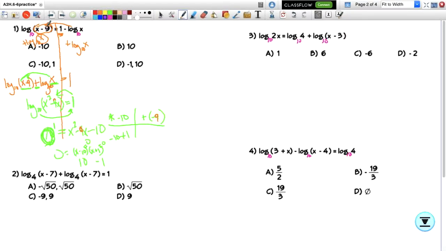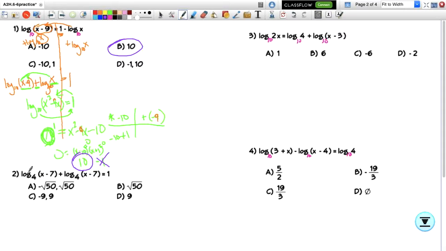10 minus 9 is positive 1. That's good to go. If I plug a 10 right here, that's positive. That's good to go. 10 will definitely work. Next, let's try negative 1. Negative 1 minus 9 is negative 10. That's a negative, won't work. Negative 1 automatically can't be an answer, so my answer is B. Let's go down to our next one.